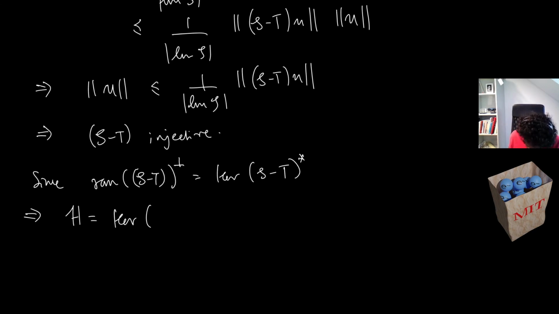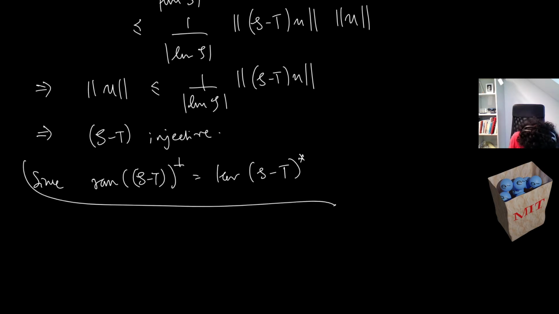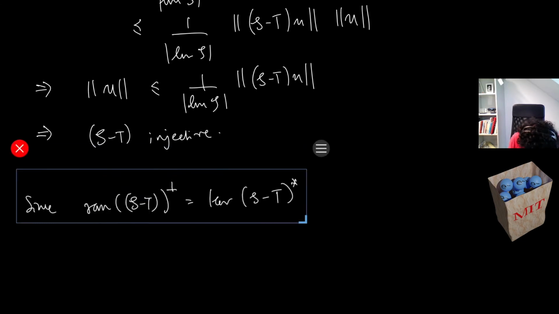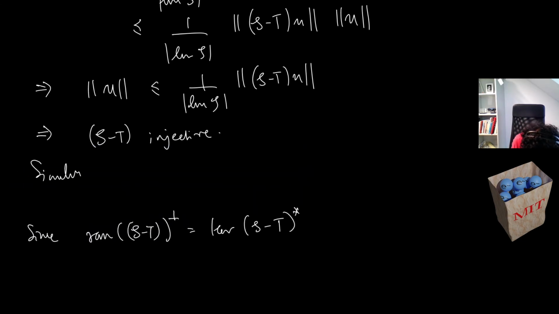So we have to simultaneously do this for zeta, and we can also do it for zeta replaced by zeta bar. Similarly, we have that norm u is less than or equal to 1 on the imaginary part of zeta bar times the norm of zeta bar u minus Tu.